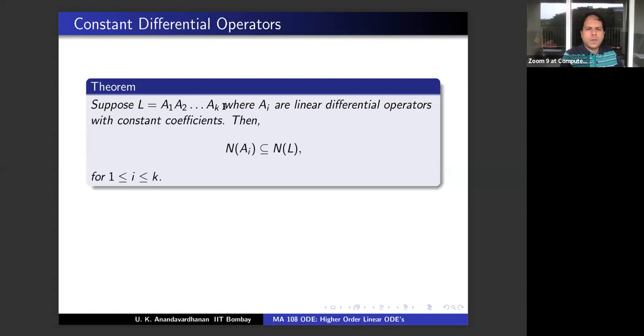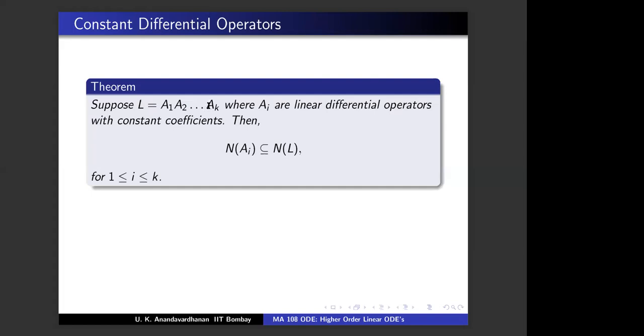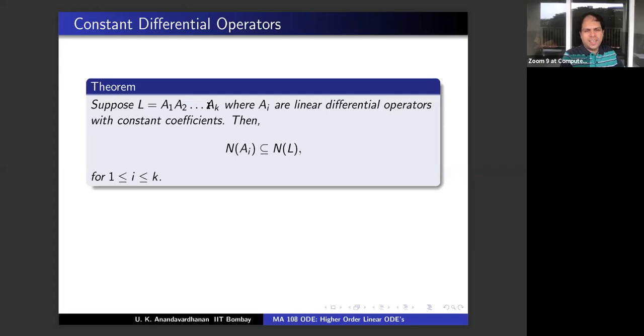But if A_k of f is 0, then any linear operator will take 0 to 0, right? So if A_k of f is 0, then the next things you are applying are applied to 0, to 0, to 0. So L of f will be 0. So for A_k it is true.